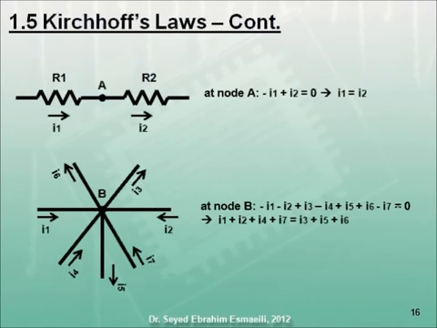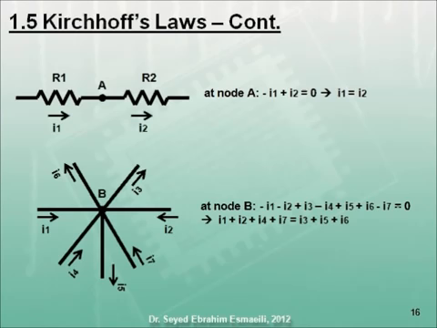For example, applying KCL at node A in the first figure, and noting that I1 is entering node A and I2 is getting out of node A, we get minus I1 plus I2 equals 0, or I1 equals I2. When the same current flows in two elements, these elements are connected in series, which is the case between R1 and R2 in this figure.